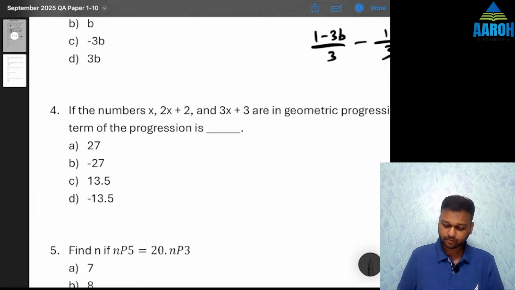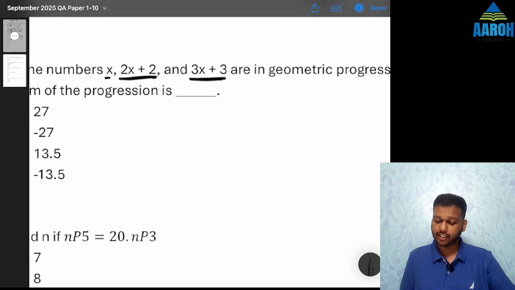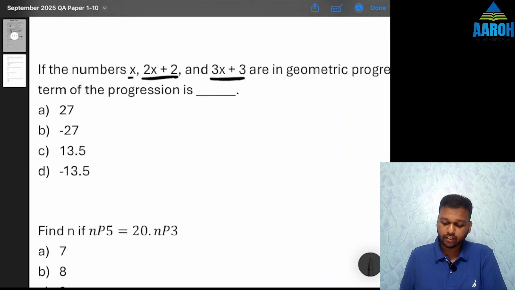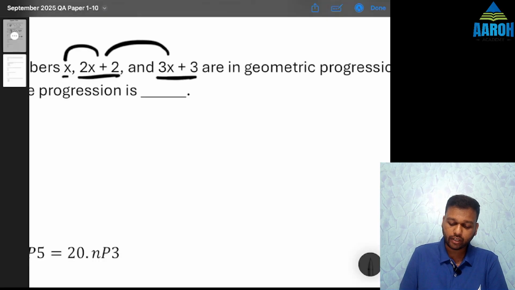That's it. If the numbers x, 2x plus 2 and 3x plus 3 are in geometric progression, then the fourth term of the progression is what? Okay, now this is a good question. If they're in geometric progression, that means we have common ratio. Common ratio is what? This by this or this by this.